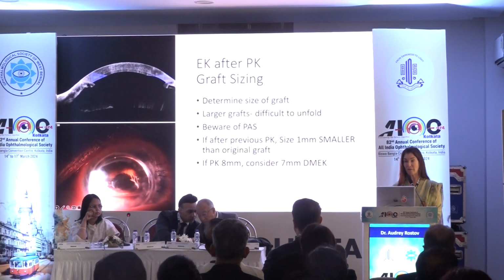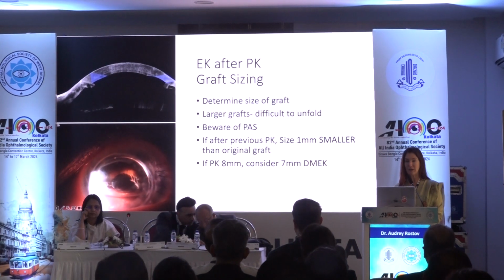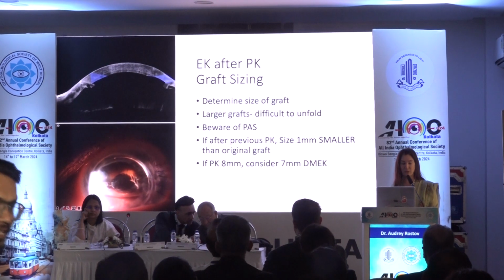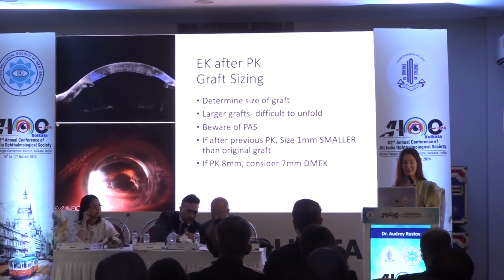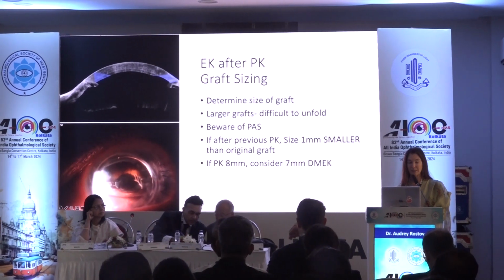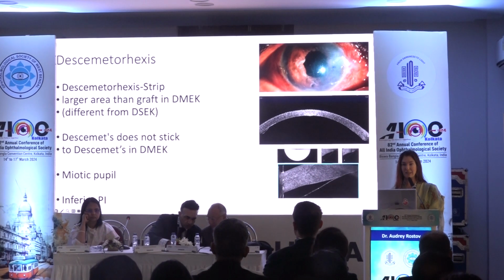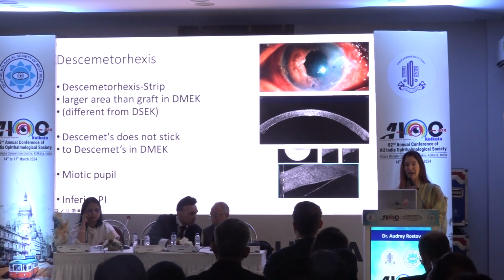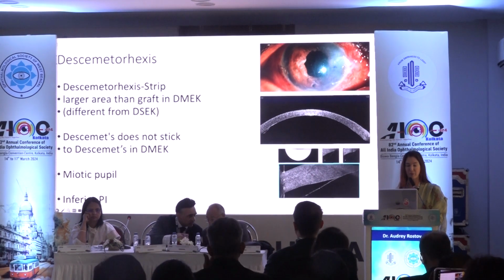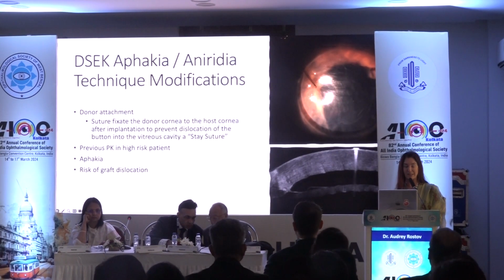Also, you want to be aware of PAS. If you do have synechia, you may need to do a DSEK with a custom shape, like I learned from Dr. Praveen Vadavali, where you cut off an edge, sort of like a letter D. Keep in mind, larger grafts can be more difficult to unfold. For descemetorhexis, when you have DMEK after a PK, you do have to strip endothelium. You do not with DSEK, although I tend to do that for both. And you want to be careful because you have to avoid the graft-host interface.